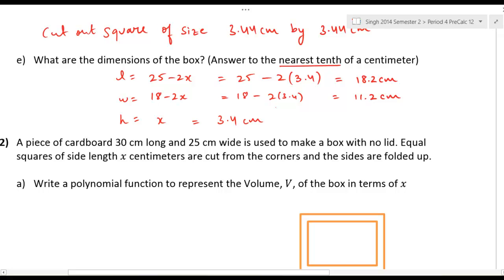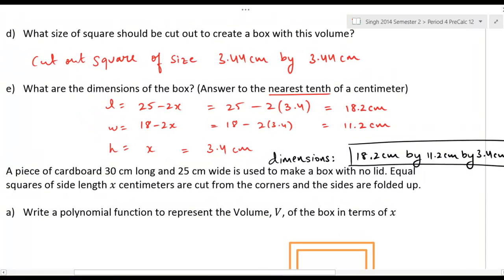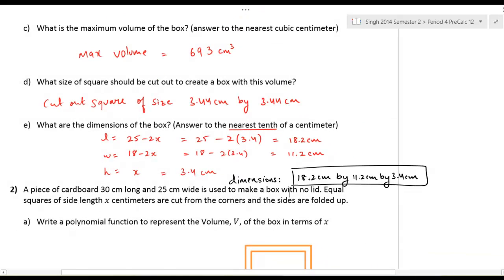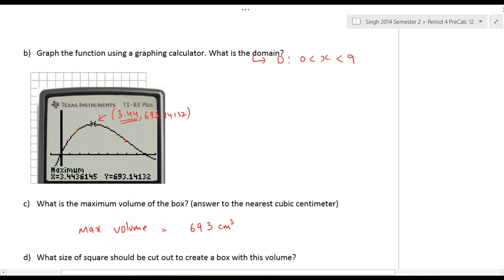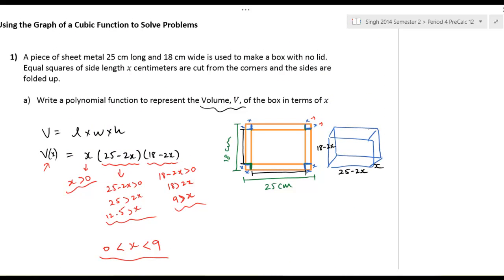So when we write the answer, we're asked for what are the dimensions of the box. So we say that the dimensions of our box are going to be 18.2 centimeters by 11.2 centimeters by 3.4 centimeters. Those are the dimensions of our box. So this is one example which shows you the practicality of polynomial functions. They can be used to model maximization and minimization problems. Here's a really neat application problem you've seen over here in real life where polynomials come into play.